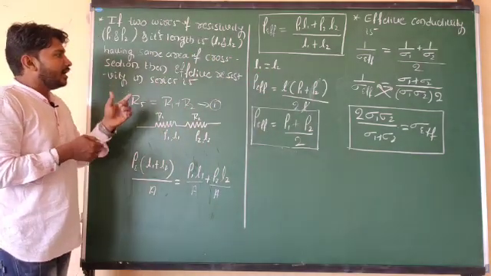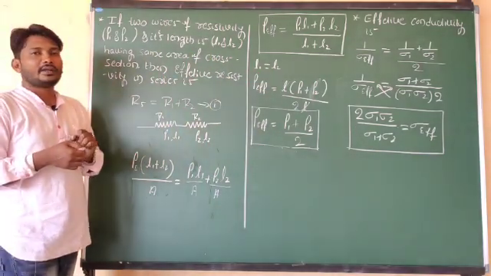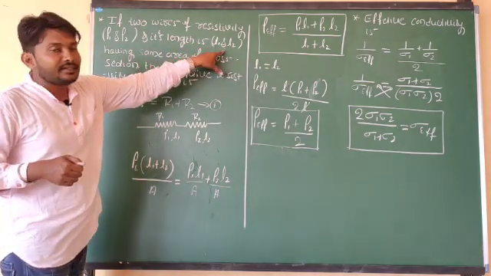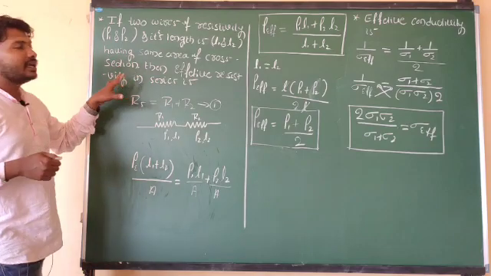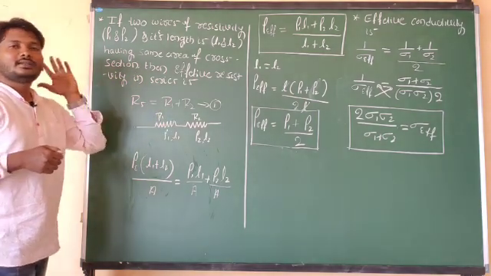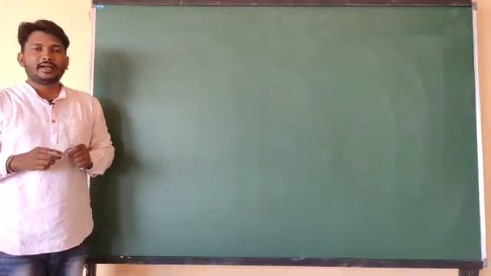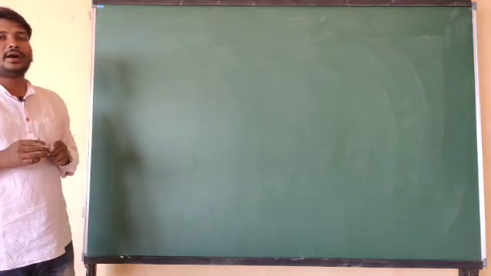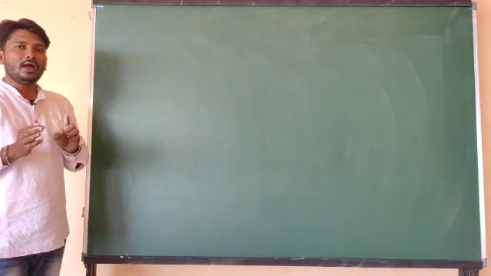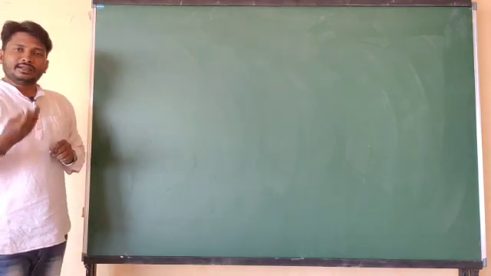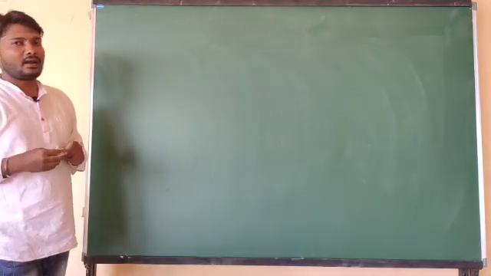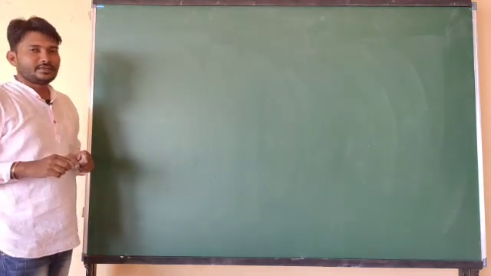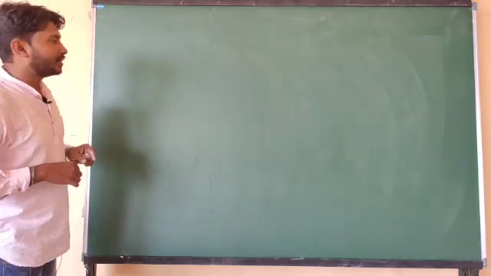So hope you understand effective resistivity and effective conductivity when two wires having resistivity rho 1 and rho 2, its length is L1 and L2, having the same area of cross section, are connected in series combination. Now we'll look at if two wires having resistivity rho 1 and rho 2 and its area of cross section is A1 and A2 having the same length, then these two wires are connected in parallel combination. Now let me find out what is effective resistivity in parallel combination as well as effective conductivity.